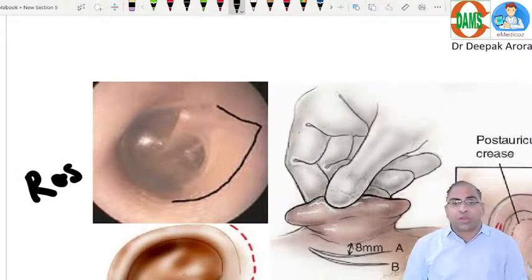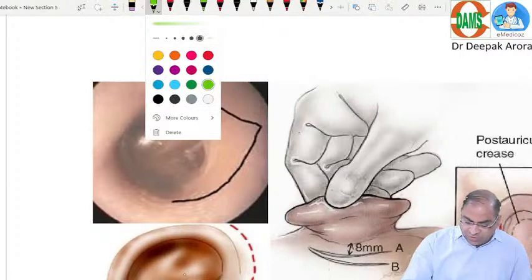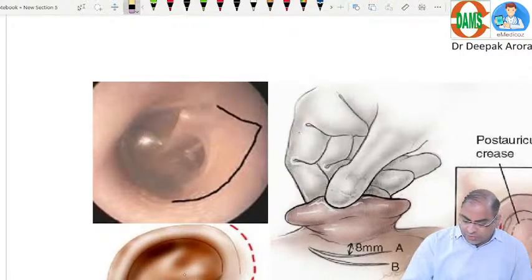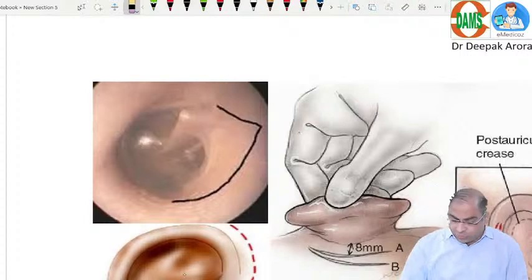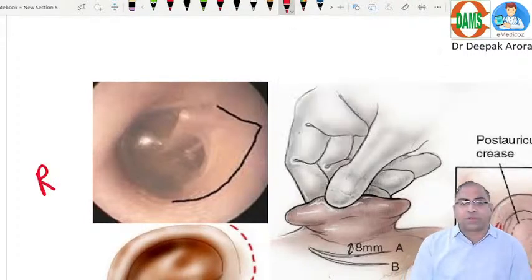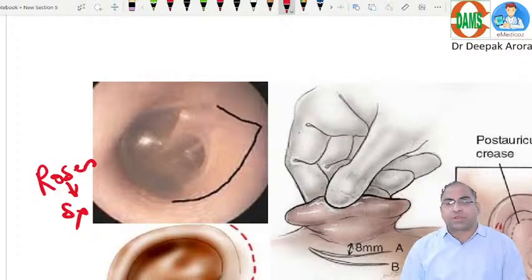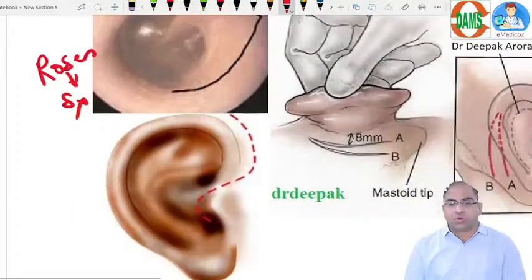Just remember Rosen incision. This Rosen incision is for which part, beta? It is for which surgeries? If we are doing stapes surgeries, stapedectomy, stapedotomies, we are using this incision, Rosen incision. Just remember, this is the first incision I am showing you, Rosen for stapes surgery. Clear? Stapes surgery.